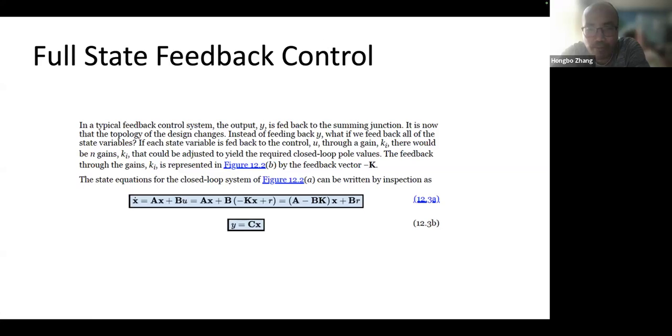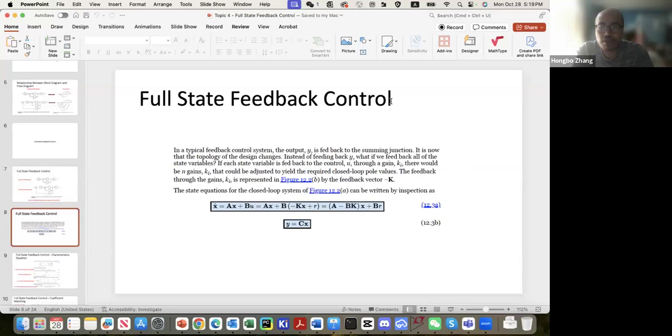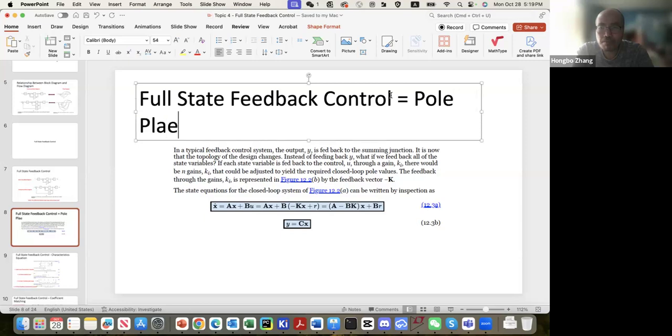So after LQR and MPC, we come to the third knowledge point, which we call full state feedback control. Of course, full state feedback control has a nickname: pole placement. I think about a month ago we talked about pole placement, remember that? The reason we call it pole placement is we want to place our desired poles in particular locations so that we can satisfy the settling time and overshoot.